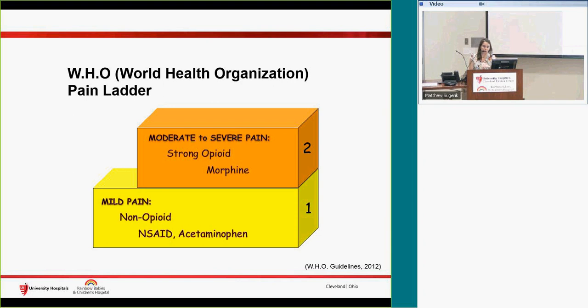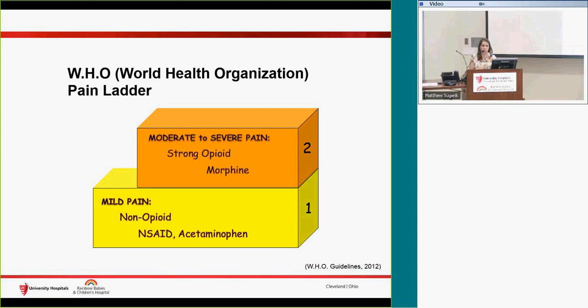So for mild pain, you have your non-opioids, so you're using your NSAID and your Tylenol. For moderate to severe pain, you use strong opioids. They recommend morphine. You could use oxycodone. You can use Dilaudid. But it's that you're using a lower dose for moderate pain and a higher dose for severe pain.